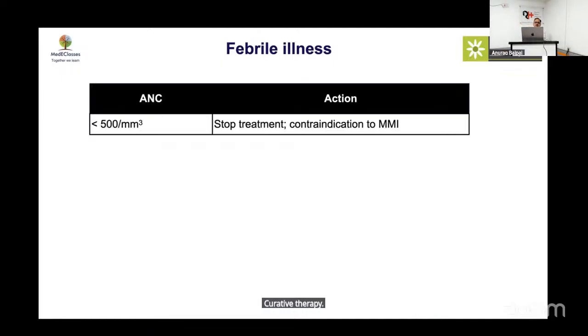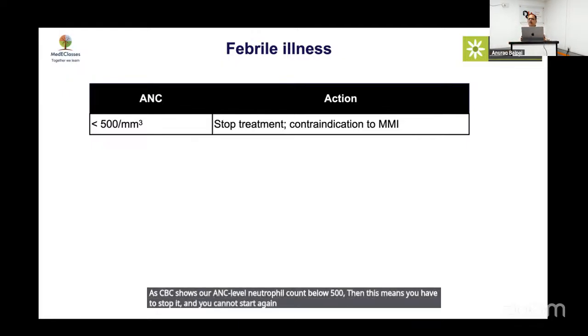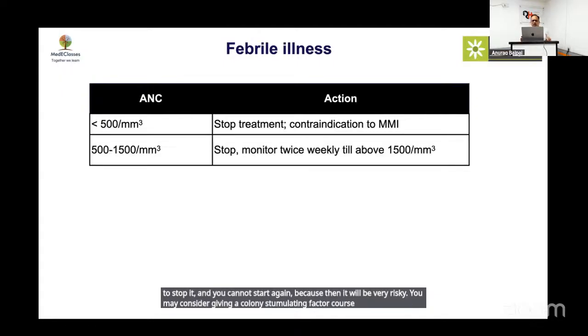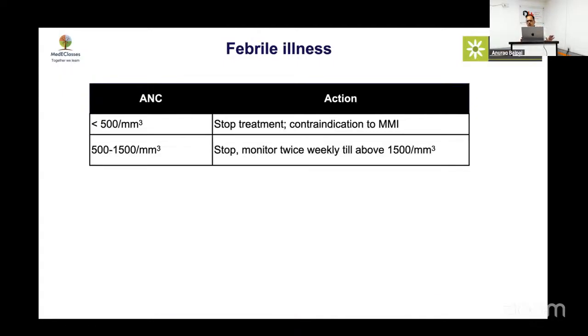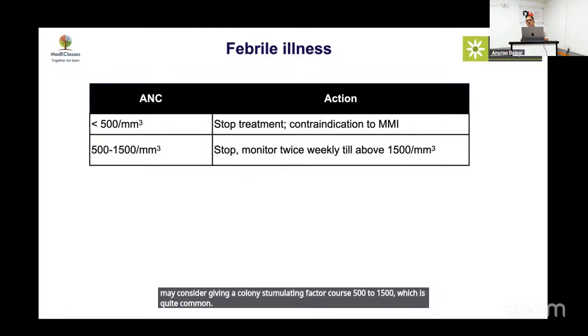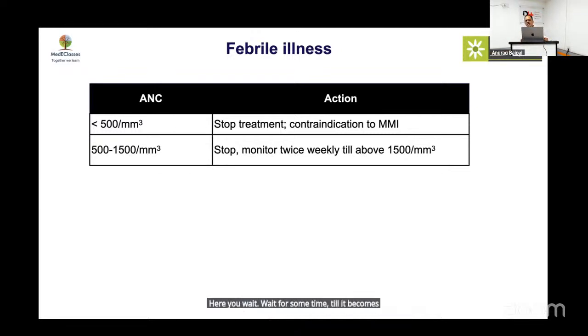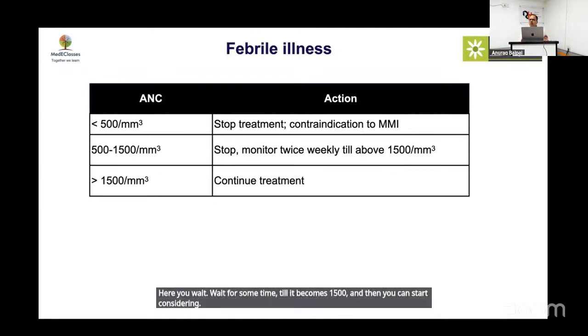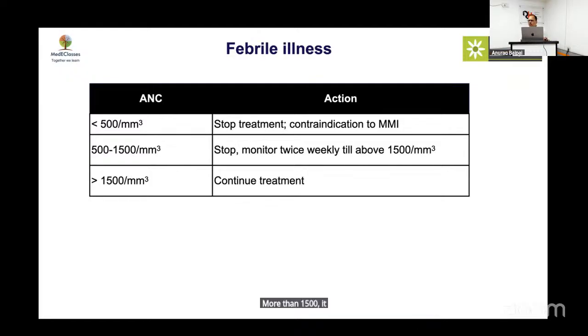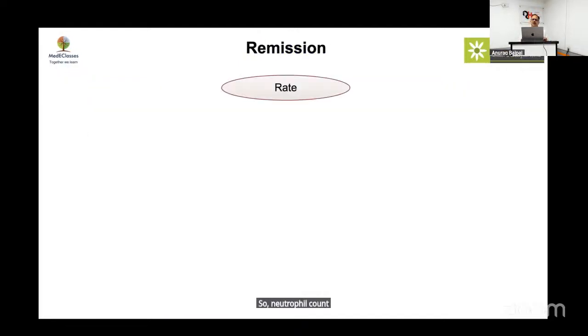If somebody develops a fever, get a CBC done. If the CBC shows an ANC, neutrophil count, below 500, then this means you have to stop it and you cannot start again because it will be very risky. You may consider giving a colony stimulating factor course. At 500 to 1500, which is quite common, you wait for some time till it becomes 1500 and then you can start considering again. More than 1500, it's not a cause of worry. You can continue the treatment. So neutrophil count is extremely important.